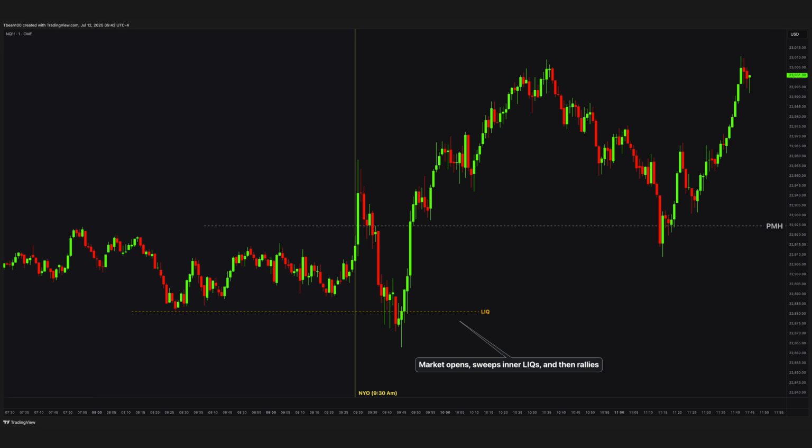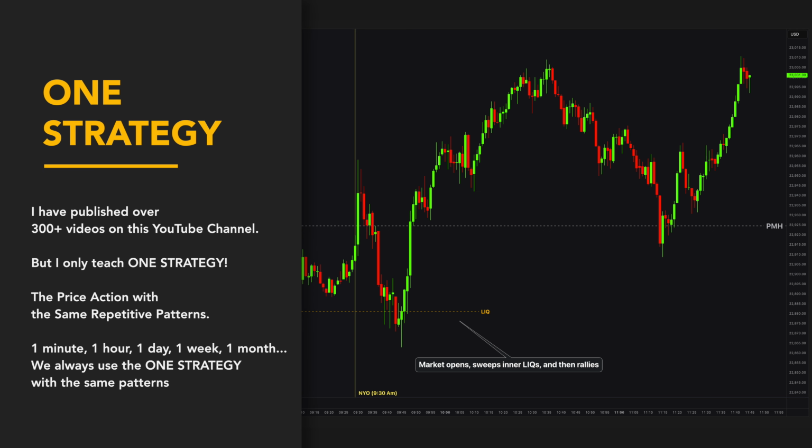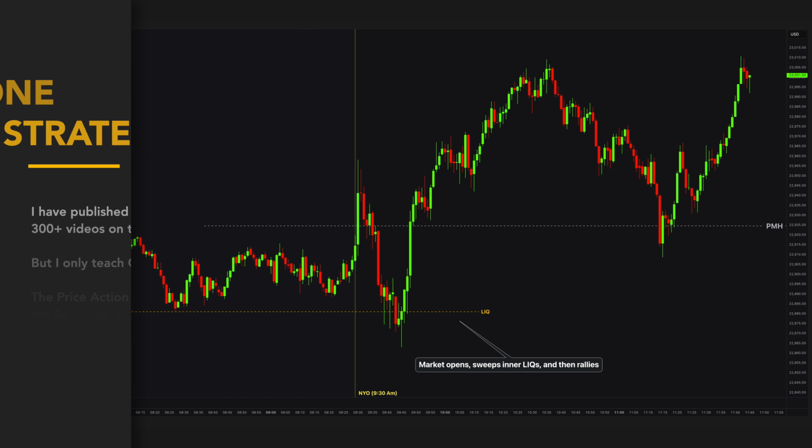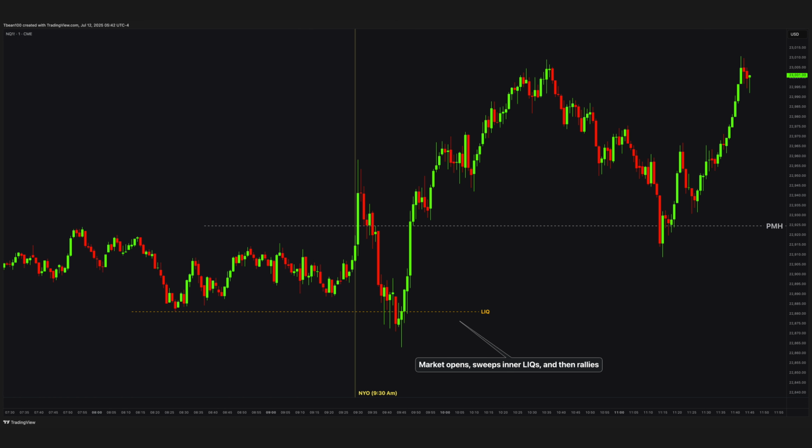Now, what about 1 minute micro scalping with the Nasdaq after the market opens? Do we use another pattern or strategy? No, we always use the same patterns and strategies. It does not matter if it is 1 minute, 10 minutes, 15 minutes, 1 hour, 1 week, or even 1 month. We always use the same patterns with the same strategy. Actually, I have published over 300 videos in this YouTube trading channel, but I only trade one single strategy. It's called price action trading. We trade the price with repetitive patterns.